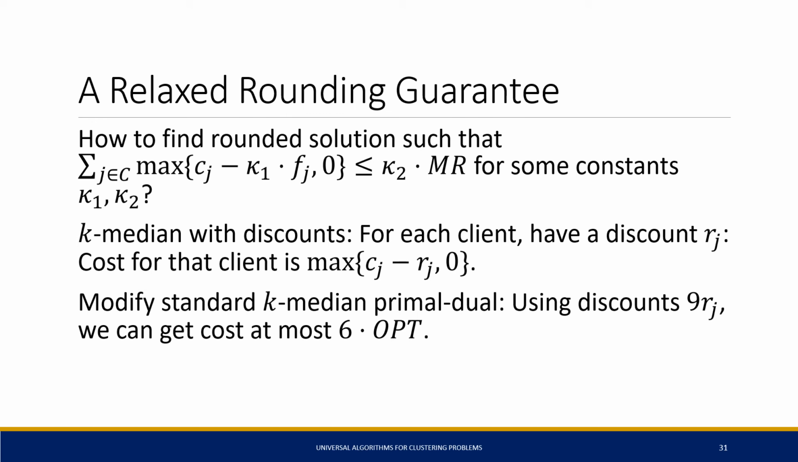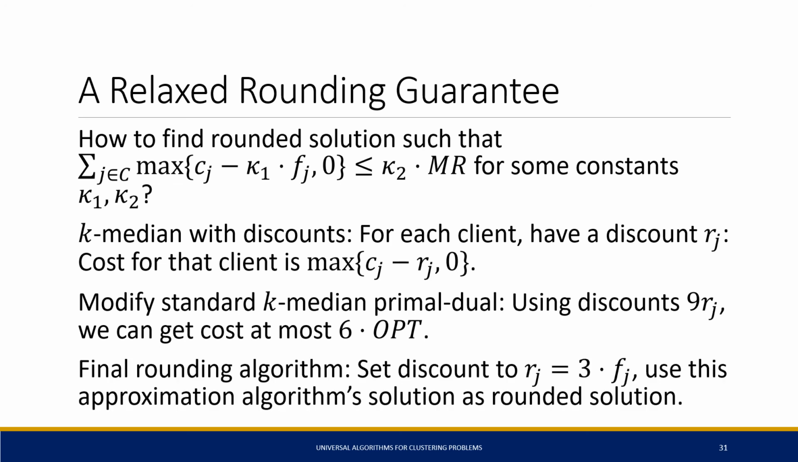So it turns out if we just modify the standard k-median primal dual algorithm, then we get a result that says if we use discounts that are 9 times as large as the discounts we were given in the problem, we can get a solution with cost at most 6 times opt using the original discounts. And this turns out to be enough to get the previous guarantee we're looking for.